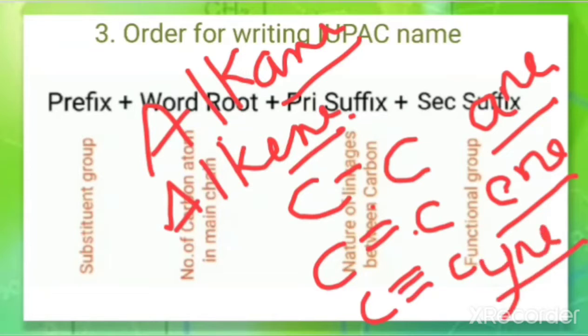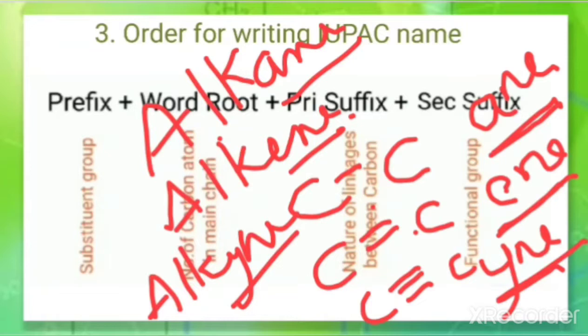So it is very important to note here. These suffixes are the primary suffix, which represents the nature of linkage between the carbon atoms. If all the carbon atoms in the main chain are singly bonded, we use the suffix ane. If there is any double bond, it is ene, and if there is a triple bond, we use the suffix yne. In the case of alkyne, we have yne. So these are the primary suffixes.